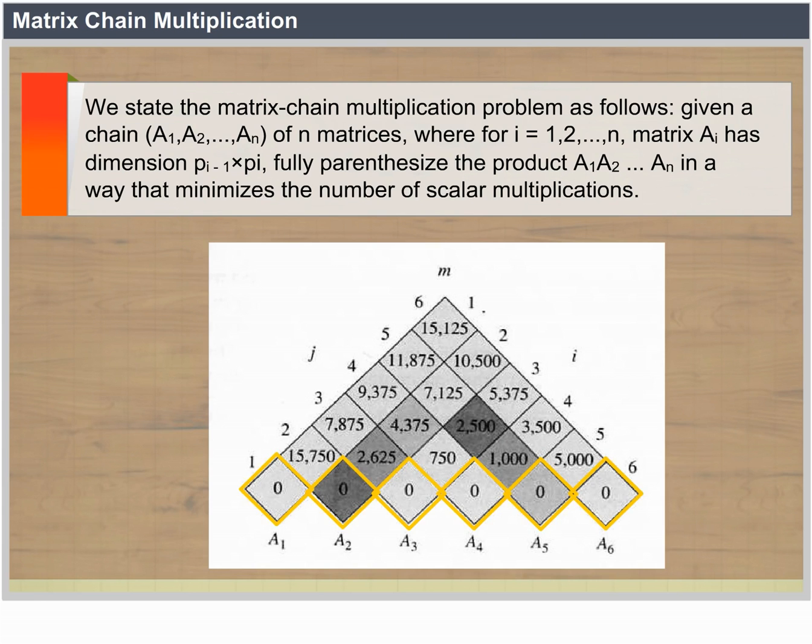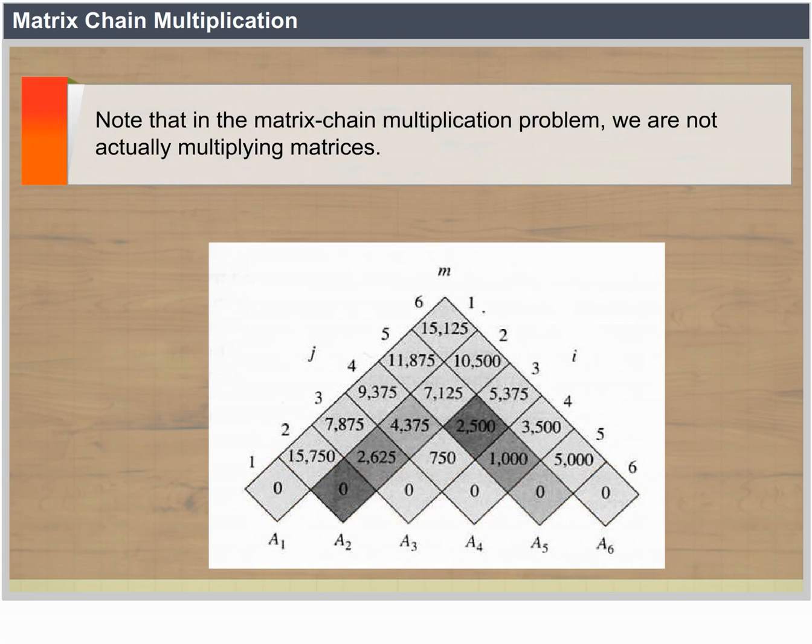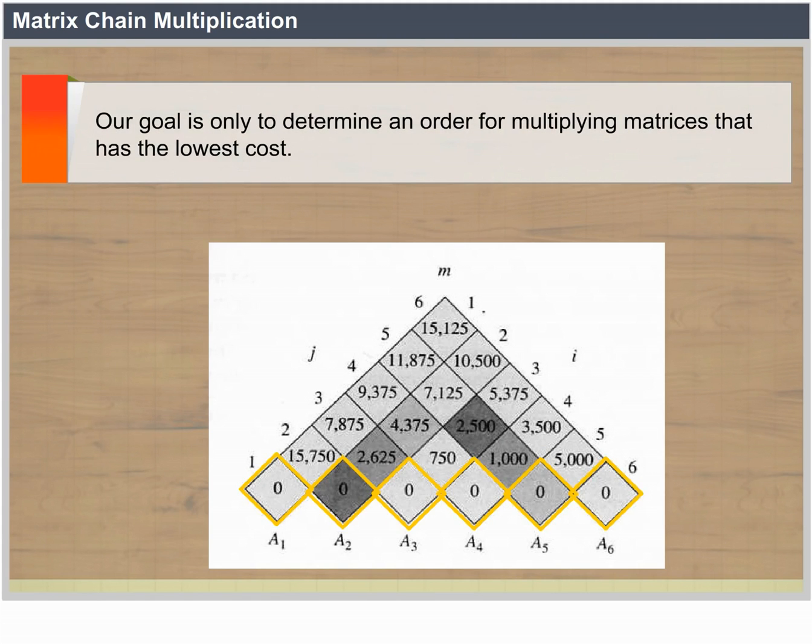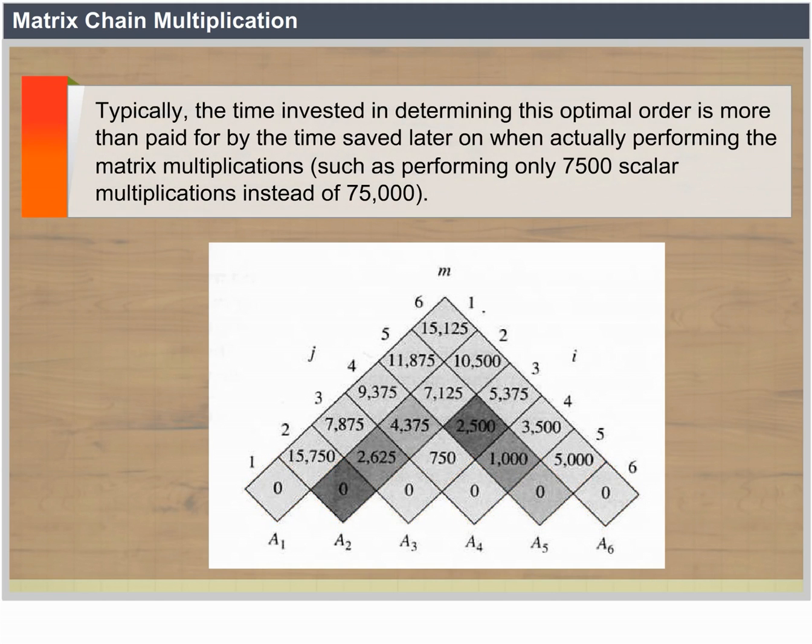Note that in the matrix chain multiplication problem, we are not actually multiplying matrices. Our goal is only to determine an order for multiplying matrices that has the lowest cost. Typically, the time invested in determining this optimal order is more than paid for by the time saved later on when actually performing the matrix multiplication, such as performing only 7,500 scalar multiplications instead of 75,000.